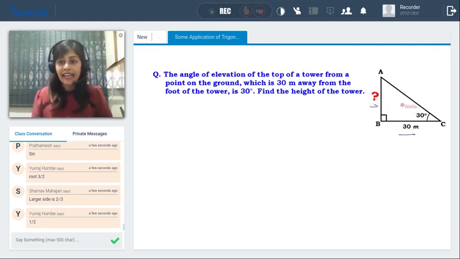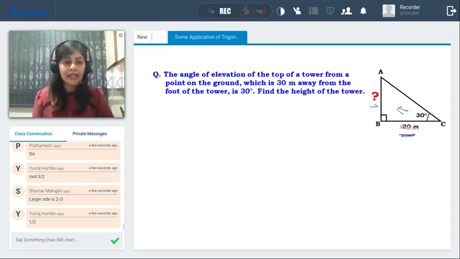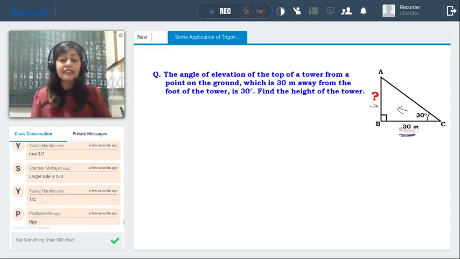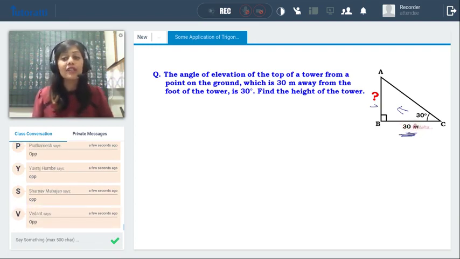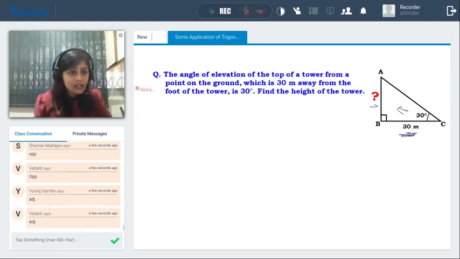Again, for our angle of 30 degrees, there's one side unknown, AB, and there's one side, BC, which is known to us. For theta, AB is what side? Opposite, adjacent, hypotenuse? Quick, students. Okay, so it's the opposite side. And the side which is known to us is BC. What is BC for our theta? Yuvraj says adjacent side. Yes, Vedant, that's correct. It's the adjacent side.